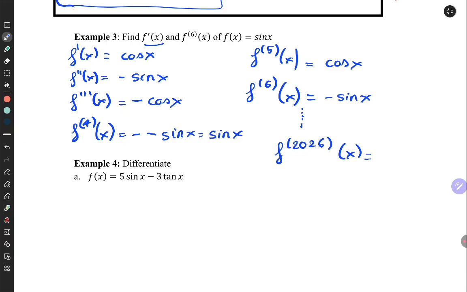You have the first one, you always have the cosine. Second one, you have the negative sine. Then the negative cosine. Third one. The fourth one, you're back to sine, and then you rotate again. Fifth is cos. Six is negative sine. Technically, you go here again. 7 is going to be this. 8 is going to be this. So what would be 2026? Discuss. Think of it. Get the pattern.